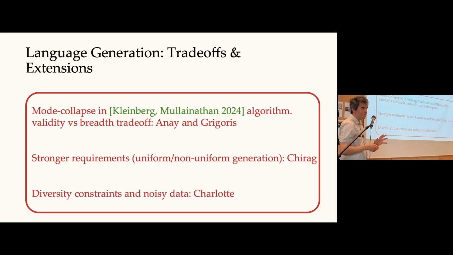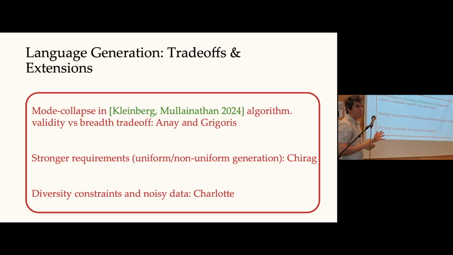That last part went by a little bit quickly, but I'll let you go back and think about how this notion of critical languages helps. One key point is that, as you see, the algorithm is designed to generate from a subset of the true language. We really exploit that. And this is this notion of mode collapse that I described. Anay and Grigoris in their presentations will have much more to say about this trade-off between validity and breadth, which will shed more light on that.